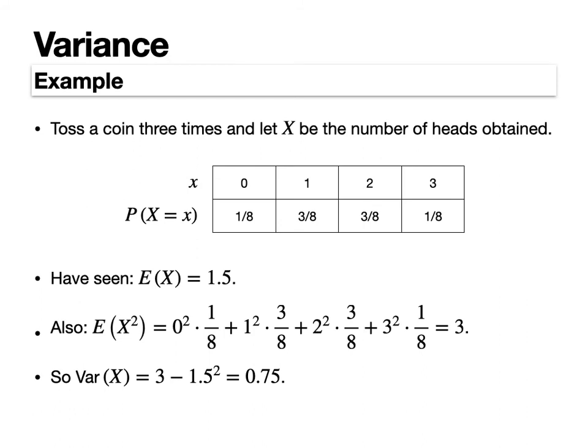Here's another example. I'm going to recompute the variance of the number of heads obtained in 3 coin tosses using our theorem. We've seen that the expected value of x was 1.5. If you compute the expected value of x squared, you get 3. And so 3 minus 1.5 squared would be the variance, the expected value of x squared minus the expected value of x quantity squared. And that gives us that same 0.75 that we've come across before.